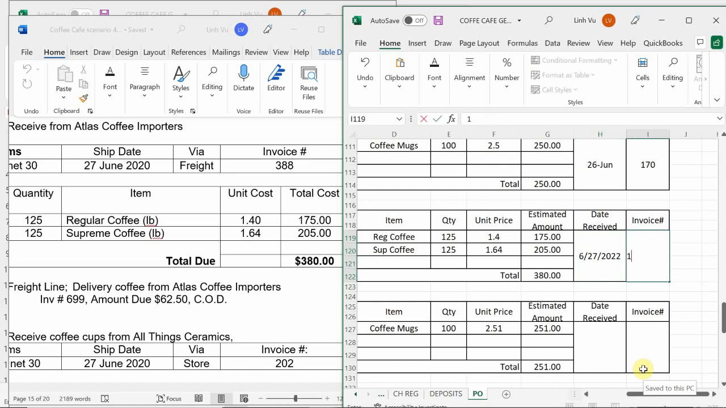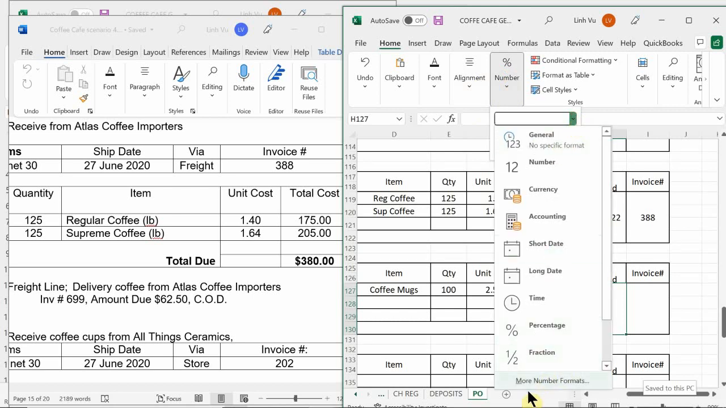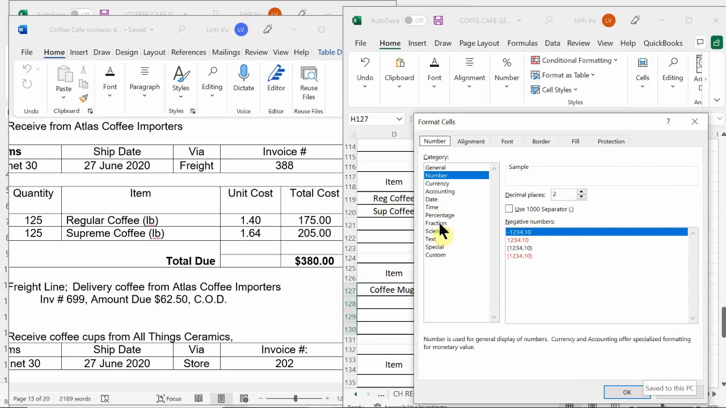Okay, for 100, it was invoice number 388. Okay, since we're already here, we can go ahead and fill this in for the ceramic coffee mugs as well, since we have the invoice already open right here.